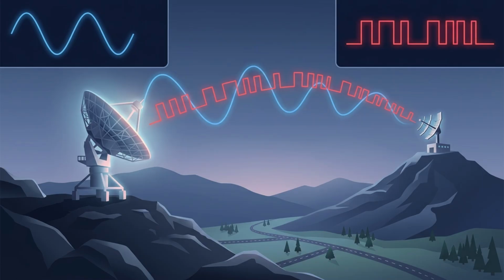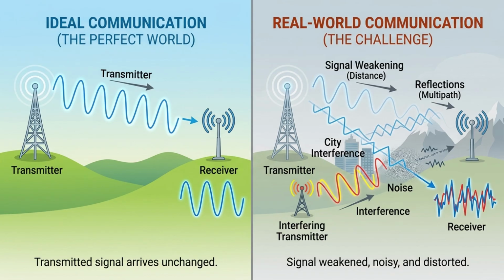In the previous lesson, we learned that communication systems use either analog or digital signals to represent information. However, generating a signal is only the first step. Once the transmitter sends it, the signal must somehow reach the receiver. If communication occurred in a perfect world, the transmitted signal would arrive unchanged. Unfortunately, real communication channels are far from perfect.